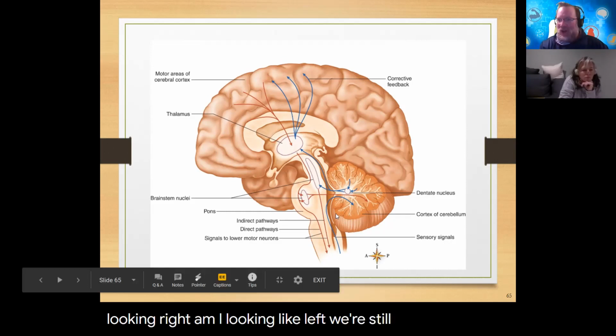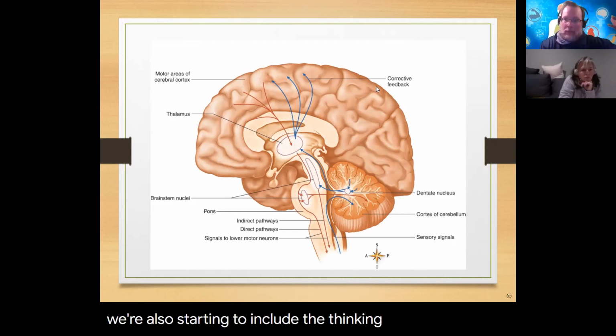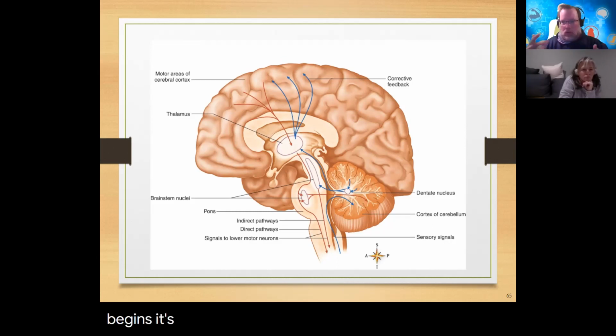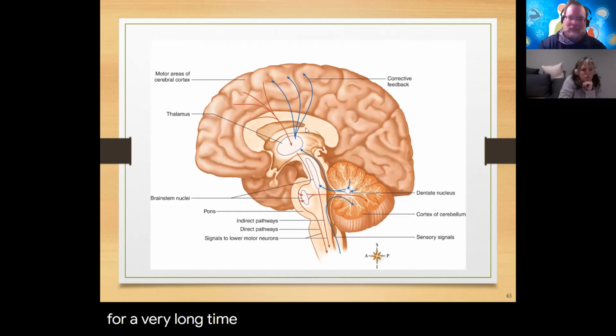We're still doing all of that, but we're also now starting to include the emotional area. We're also starting to include the thinking and the memory area. Okay, so it's not like one stops and one begins. It's all going on forever, and hopefully not forever. Well, I don't know, maybe, who knows. But anyway, it's going on for a very long time. I think that makes sense.